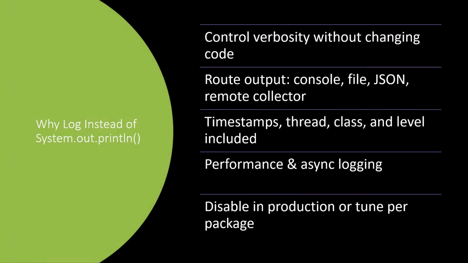Why log instead of System.out.println? This is because we can control the verbosity, control our log output without changing the code. We can route our logging output, so we can route it to the console, which is what System.out.println does, but we can also write it to a file, write it as JSON, write it to a remote collector, write it to the cloud, write it anywhere. I don't know about anywhere.